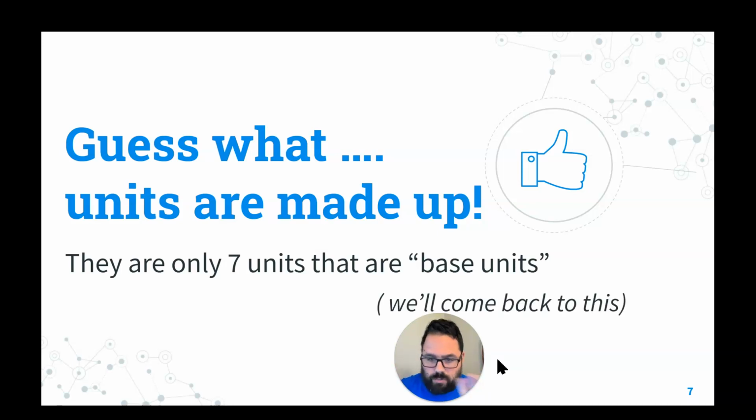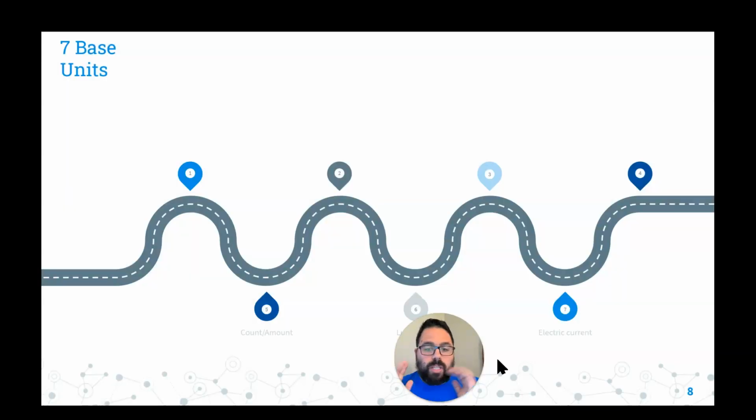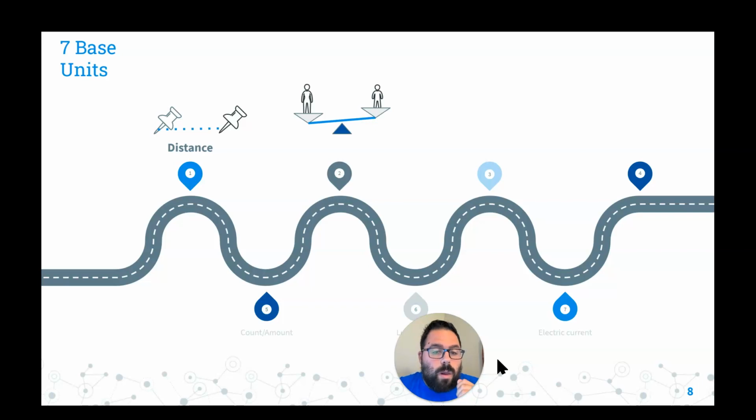We'll come back to this, so don't stress out. So the 7 base units, one of them we just talked about is distance, right? So distance is going to be that distance between 2 points, length, right? The base unit in the metric system is going to be meters or centimeters, depending on what we're talking about. Usually I think it's meters.